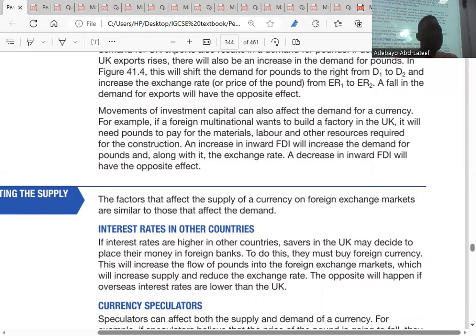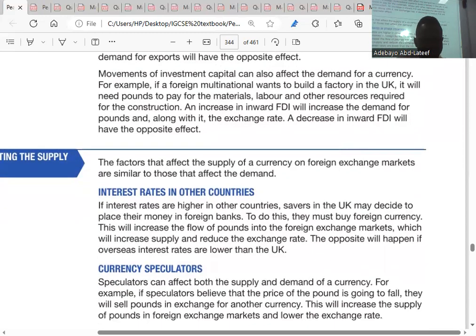So, if multinationals are coming into this country, if multinationals are setting up in Libya, they will need to pay their workers, they will need to pay for raw materials, they will need to pay for whatever they have to pay for with the Libyan dinars. As a result, the exchange rate will rise, because the demand for your currency is increasing. And when the demand for your currency increases, the exchange rate would rise. Is it clear? Yes.